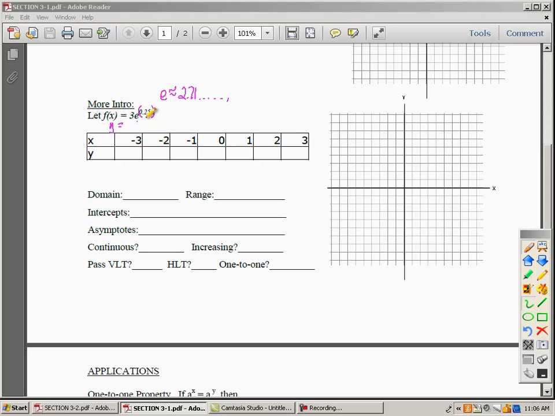for. And if I go to my table, I end up getting 1.42, 1.82, 2.34, 3, 3.85, 4.95, and 6.35. And so these are kind of the values that you get.